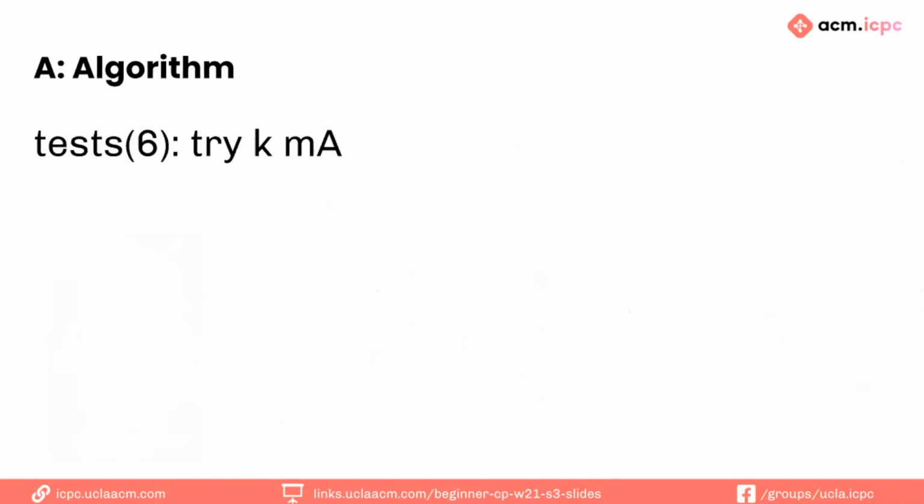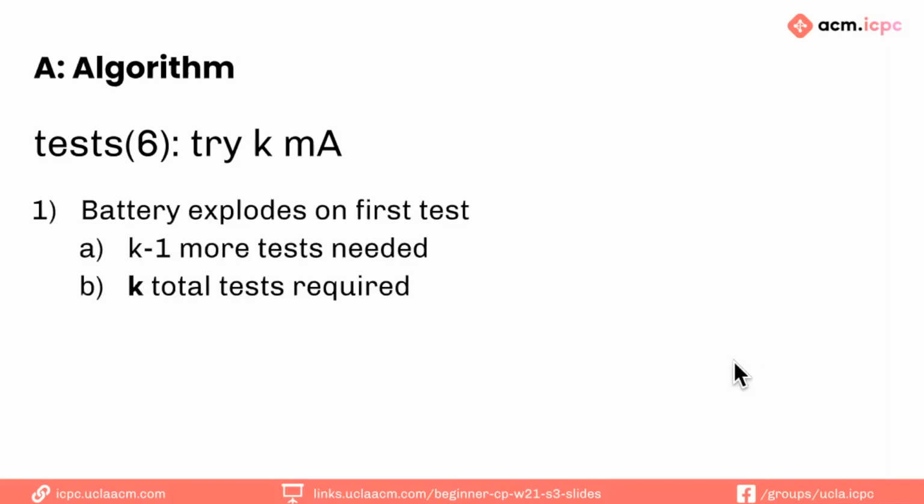And so I think another thing that helps is that every time you get a little bit of intuition about the problem, you can start to write down an algorithm based on the intuition that you've got so far. And so what we've seen so far is that, let's say we tried K milliamps, in this case K was 3, and we saw that the battery exploded on the first test. And in that case, we needed K minus 1 more tests.